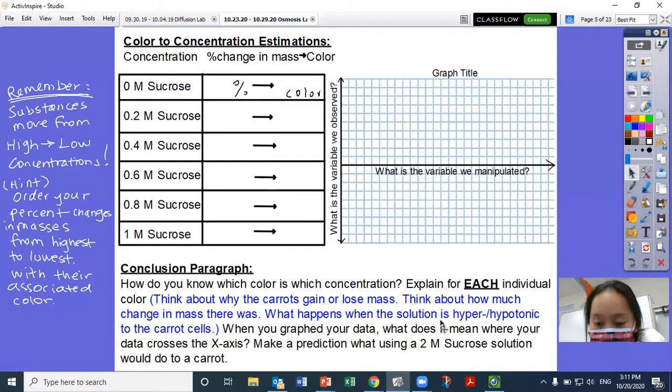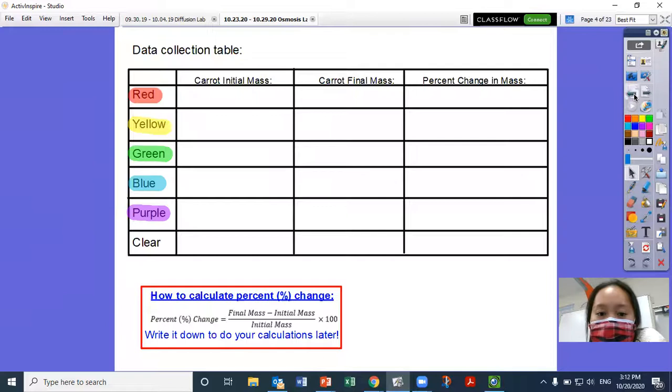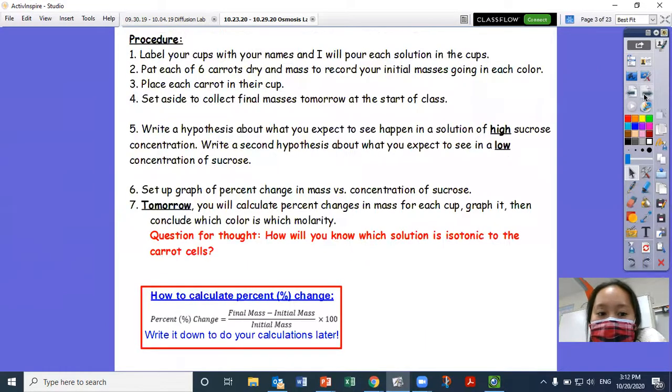What happens when the solution is hypertonic or hypotonic to the carrot cells? Right, remember hyper means that there's a lot of sugar and hypo means that there's less sugar compared to the water. When you graph your data, what does it mean where your data crosses the x-axis? Right, this is related to that question that I wanted you to think about during the entire lab, which is on this page in red.